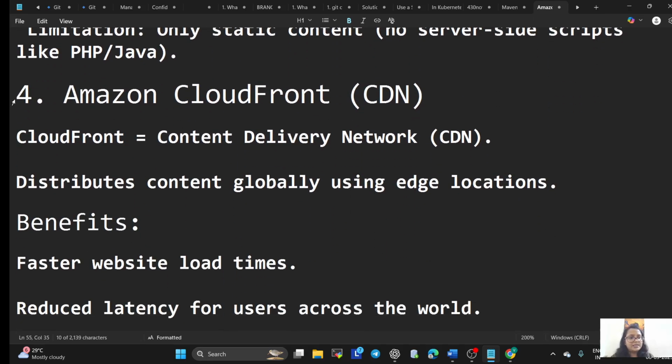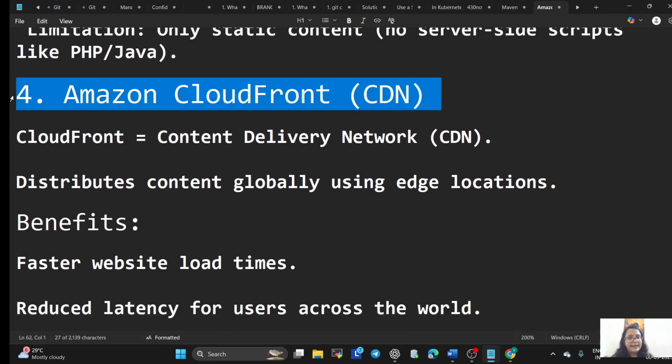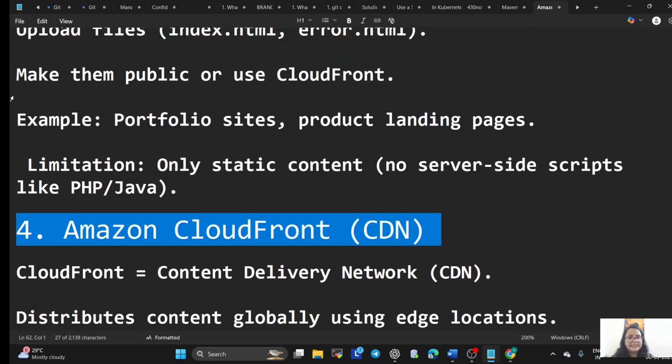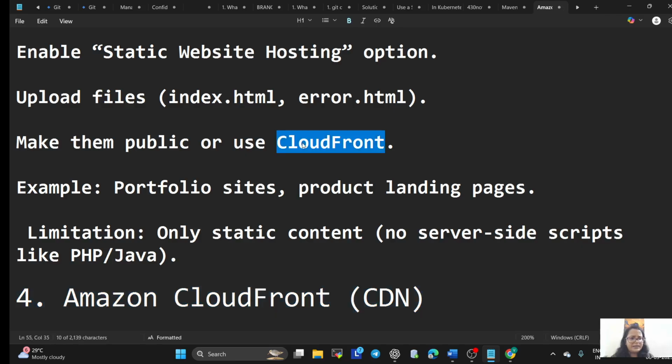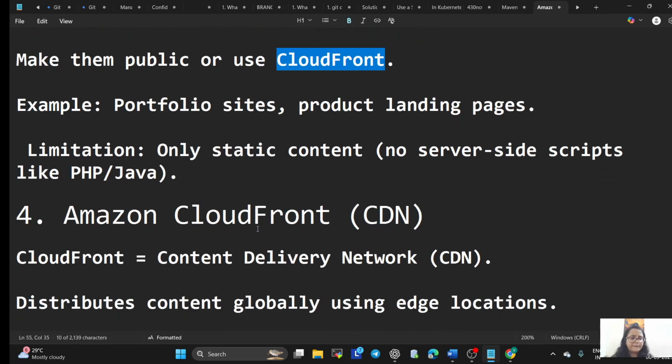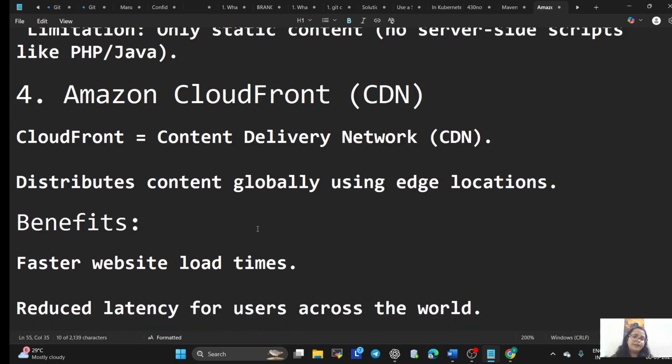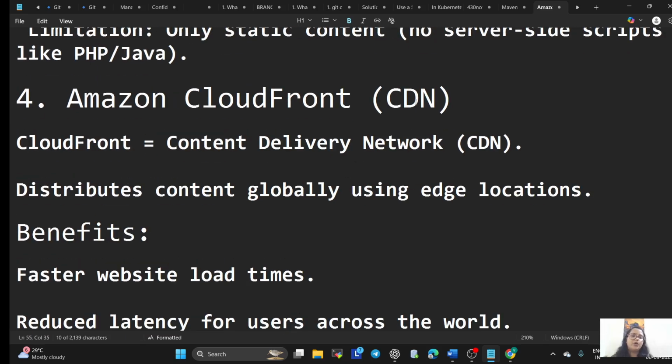So today the last topic is Amazon CloudFront, that is a CDN. I think I told you that tomorrow I'll cover CloudFront, but now I'm covering Amazon CloudFront. So what exactly will it do, we'll discuss in detail. CloudFront is a content delivery network, CDN, that distributes content globally using edge locations.